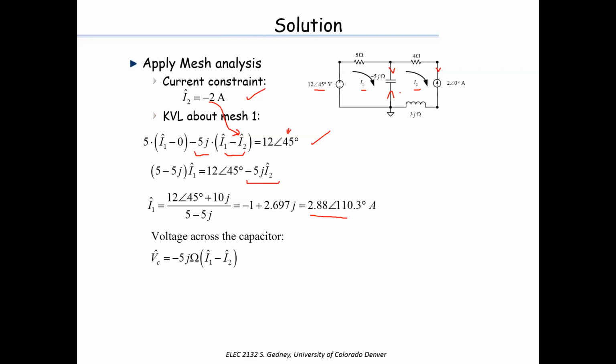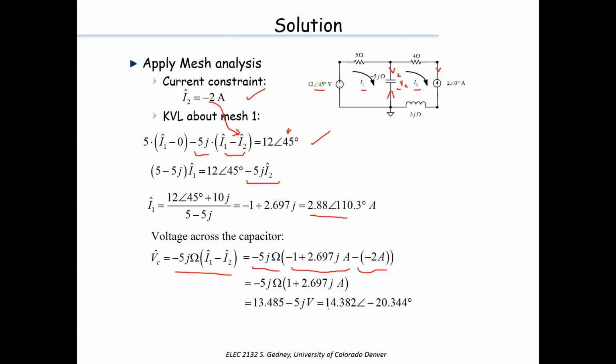Okay, well, let's say I wanted to find the voltage across the capacitor. How would I do that? Well, I can find the net current through this branch. If I assume the plus-minus this way for my VC, then positive current flowing down is I1 minus I2, times minus 5J gives me that voltage. Okay, so I just plug in I1 minus I2 times minus 5J, and this gives me 14.32 angle minus 20.344 degrees volts for VC.